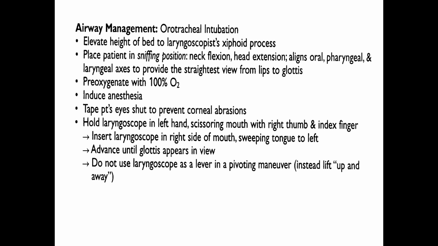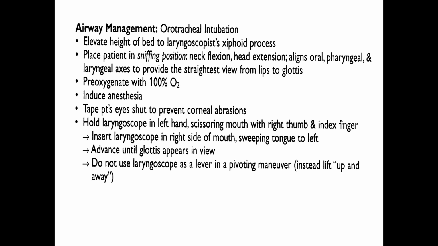Keep the patient's eyes shut to prevent corneal abrasions. Hold the laryngoscope in the left hand. Whether you are right-handed or left-handed, always hold the laryngoscope in the left hand. Scissor the mouth open with the other hand, with the right thumb and the index finger, and insert the laryngoscope from the right side of the mouth, gradually to the middle, sweeping the tongue to the left. Advance until the glottis appears in view, that means the laryngeal opening. You'll see the glottis, then you'll see the vocal cords, so you know you are in the proper place.